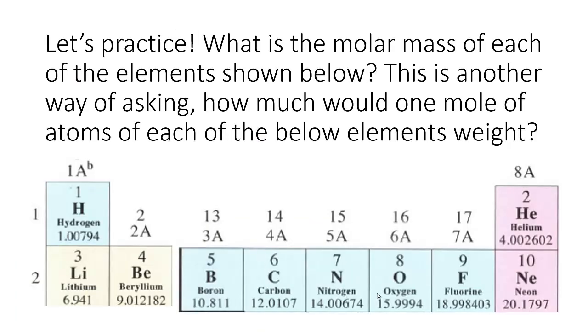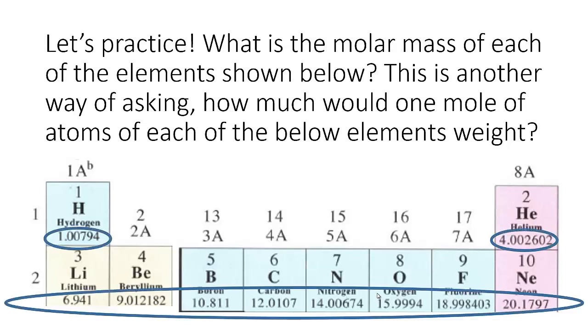Alright, let's practice. If I were to ask you, what is the molar mass of each of the elements shown below? Another way of saying this would be, how much would 1 mole of each of the below elements weigh? You would simply look at their masses. Those are the average atomic mass. So 1 mole of carbon weighs approximately 12 grams. 1 mole of neon is approximately 20 grams.